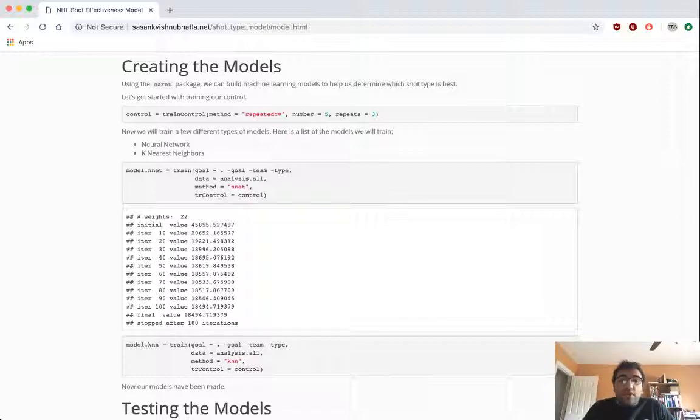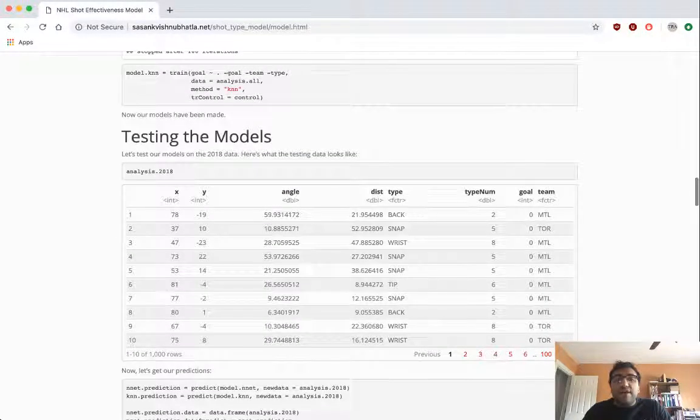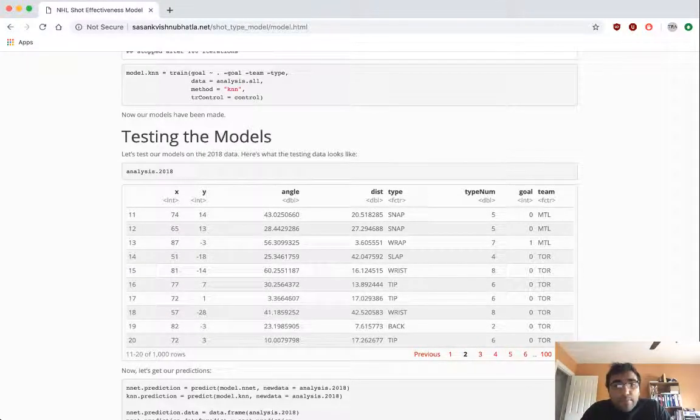So now that we know what the neural network model and k-nearest neighbors model are, we can actually test them and analyze some of the outputs. First, let's look at what the 2018 data looks like. What we see here is Montreal playing Toronto. I believe the first goal was scored by Montreal that game on a wraparound shot. It was at a 56-degree angle with a distance of 3.6 feet at 87 -3, that point.